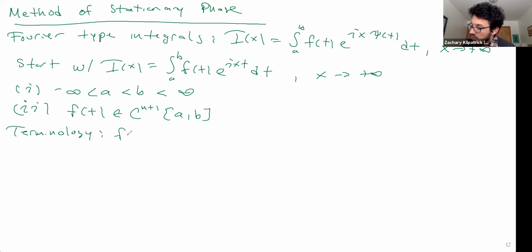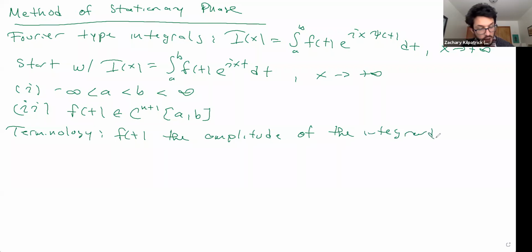Okay, so in general, we're going to call f of t the amplitude of the integrand, and xt is going to be called the phase. Okay, and the approach that we take, like a lot of others, first might be to consider integration by parts.